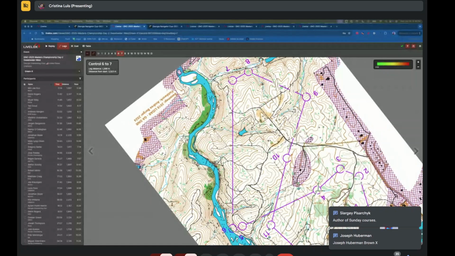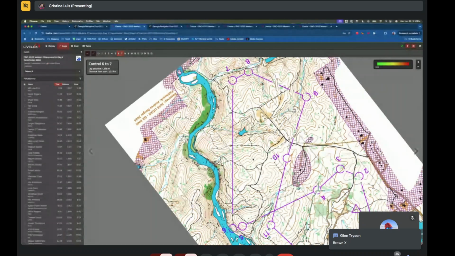In the chat. So maybe we'll get some of you who are green X, if you're willing, you can talk about it a little bit. But this was one of the most commonly requested legs for the weekend. Control this leg from going from 6 to 7 on green X.